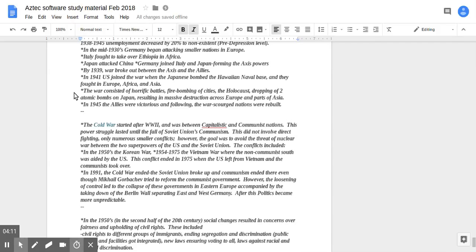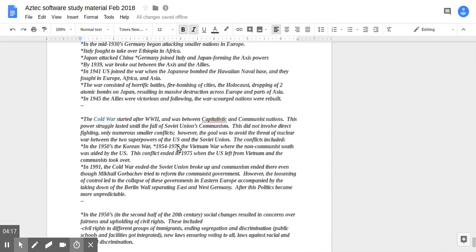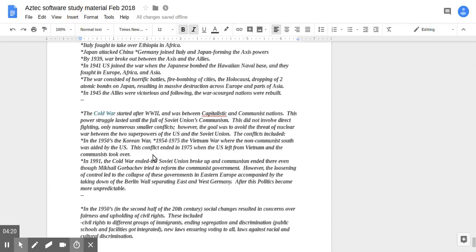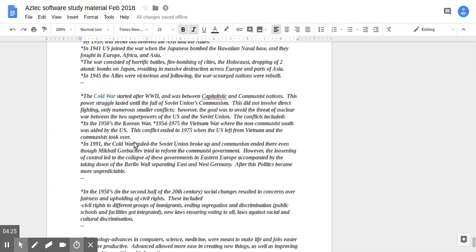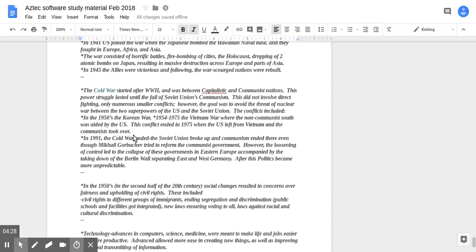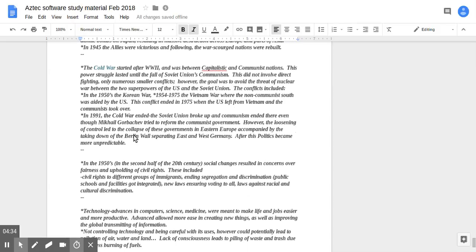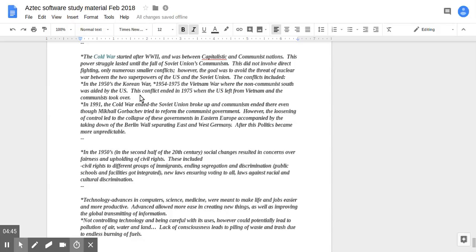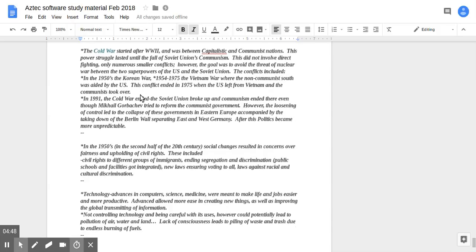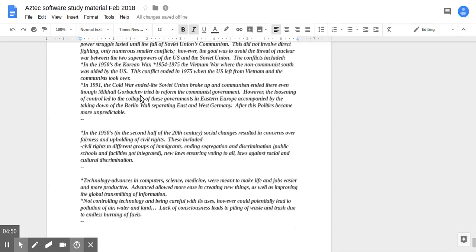The Cold War started after World War II ended, and this was between mostly Russia and the United States. Well, this was between the capitalistic and the communist nations mostly. This was a power struggle which was intended to avoid direct fighting, even though it did include numerous smaller conflicts. But they were trying to avoid the threat of nuclear war between two superpowers, the US and the Soviet Union, two continents.